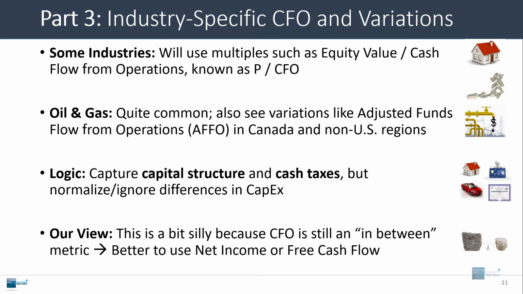Our view is that it's still a bit silly because if you want a comparison, just use net income and the PE multiple. And then if you want something that better approximates cash flow, just use free cash flow instead. So in our view, these types of metrics are still not that useful. We'd rather see net income or free cash flow or levered free cash flow or unlevered free cash flow or anything that does a better job of actually approximating a company's real cash flow.